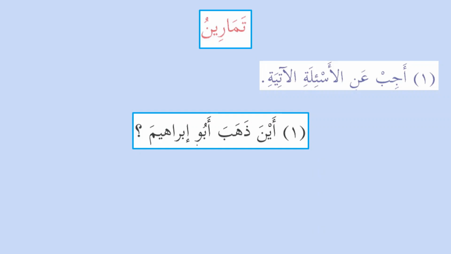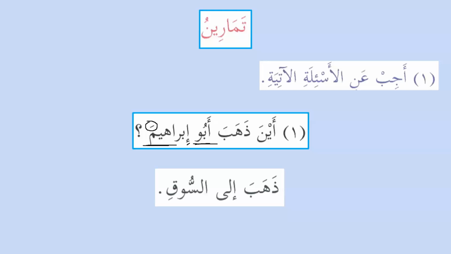As we know that Abu is used as a special mudaf, and Ibrahim is mudaf ilayh, and it is majroor, but we know Ibrahim is a non-Arabic name. It's a diptote, so it will not accept kasra, so that's why it will be majroor with fatha. So aina dhahaba Abu Ibrahima? Where did Abu Ibrahim go? Does anyone remember? ذهب إلى السوق, he went to the market.